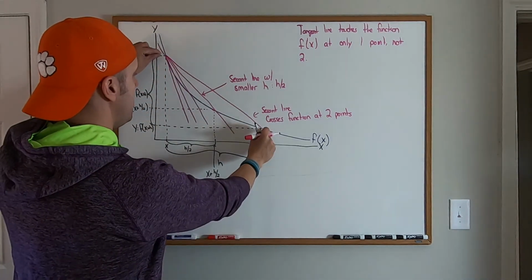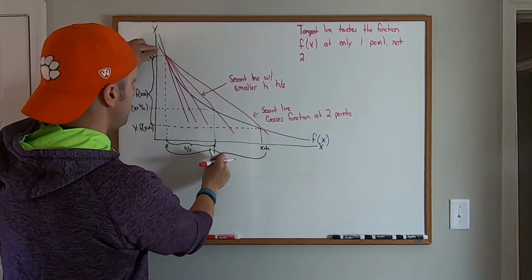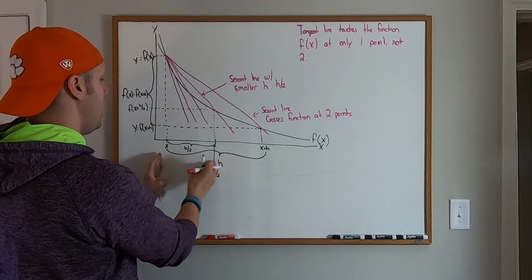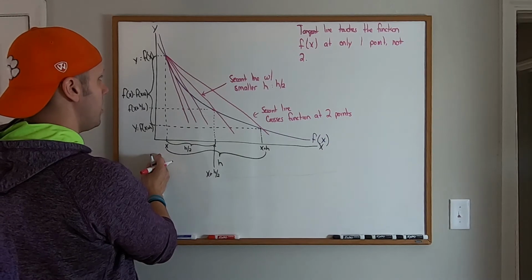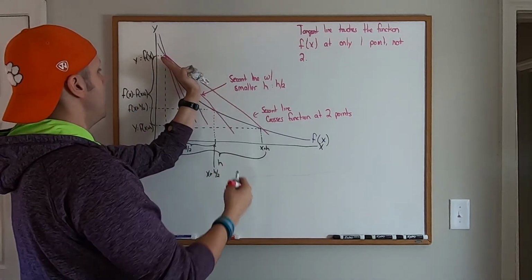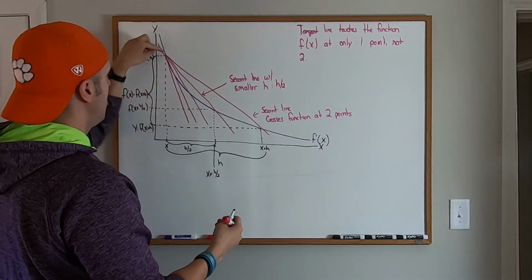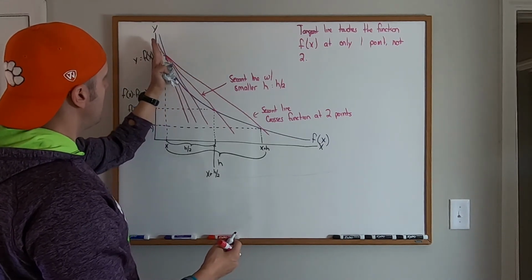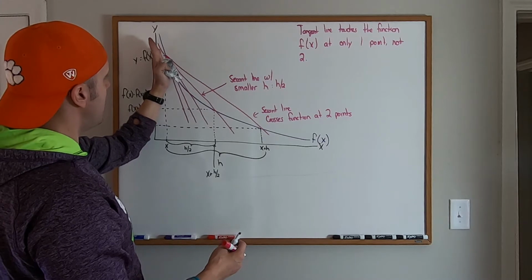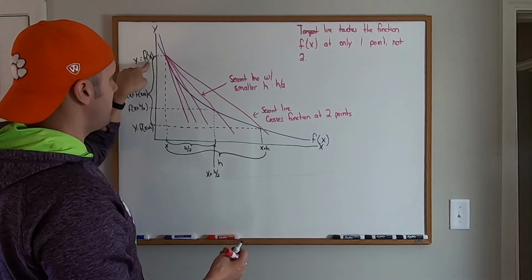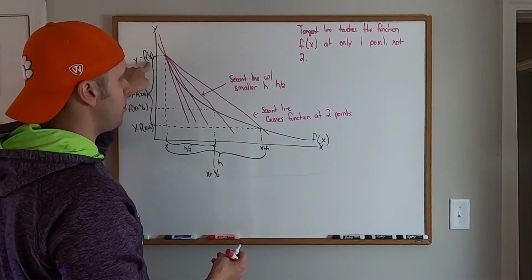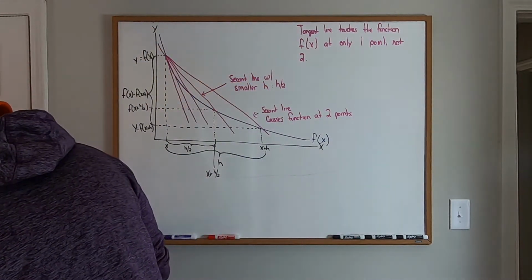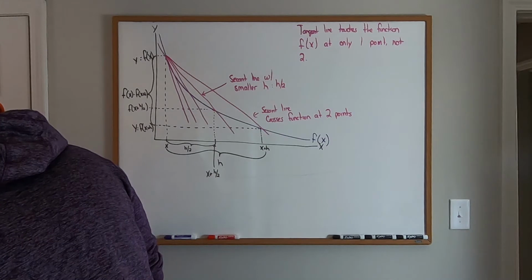The secant line touches at 2 points, but as we rotate the secant line further and further by taking this distance h and making it smaller and smaller, eventually this tangent line will pivot around this point right here, f of x. It'll pivot to where it touches f of x at only the point f of x and nowhere else. This is what is known as a tangent line.